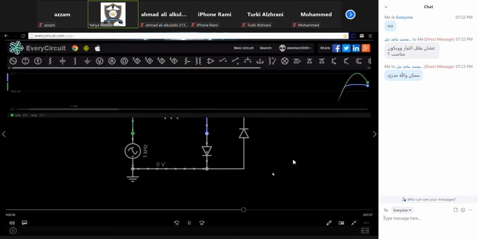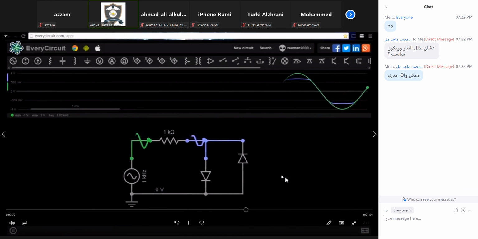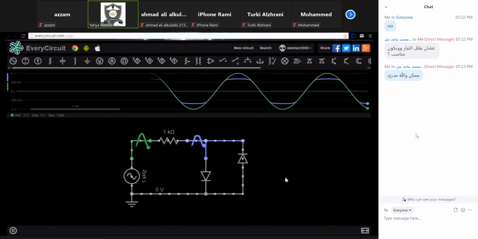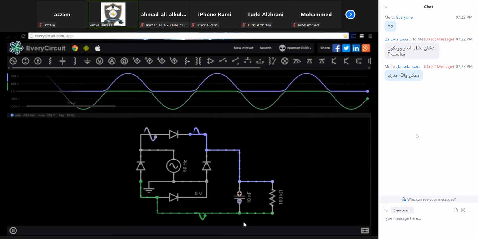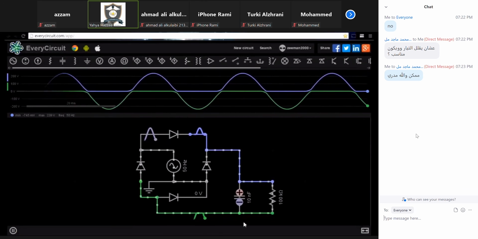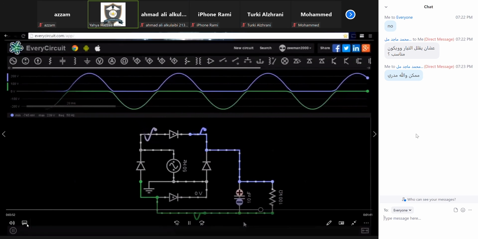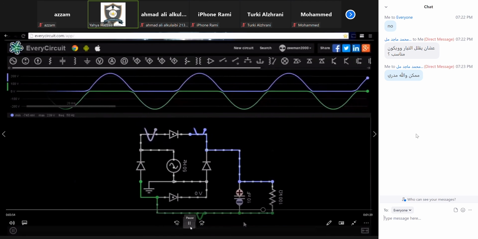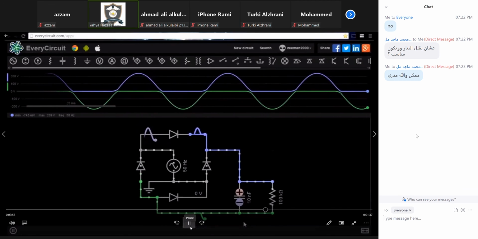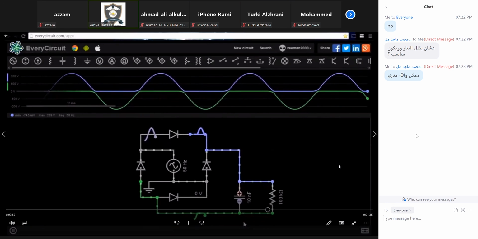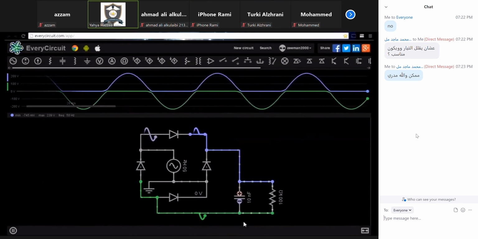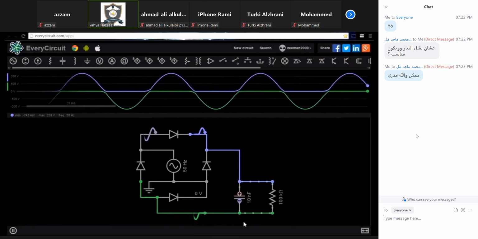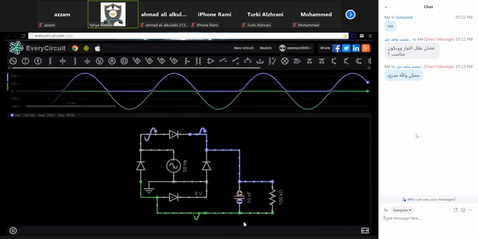The green waveform shows the original AC signal, and the blue waveform represents the effect the diodes have on the AC signal. In this circuit, 4 diodes are connected to an AC signal and a load which is represented by a resistor and capacitor. This configuration is often used to convert an alternating current to a direct current signal.